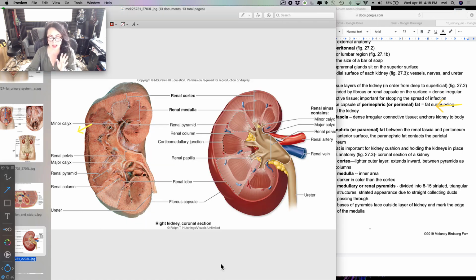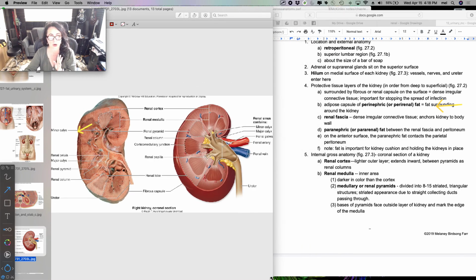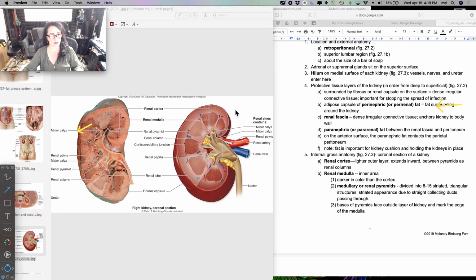Okay, so now let's find the structures that she was describing. Make sure you can find them here. So if we're looking at the internal gross anatomy of a kidney via a coronal section, first thing that we said was that the outer layer right here, from here to here, is the cortex of the kidney. It tends to be lighter in color.